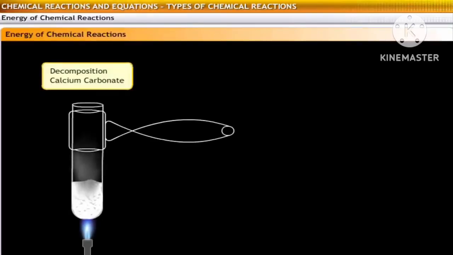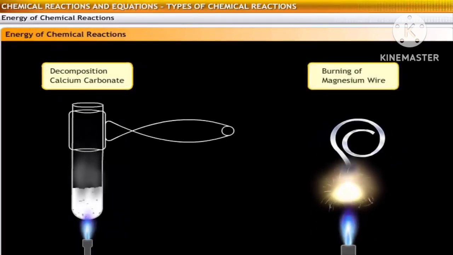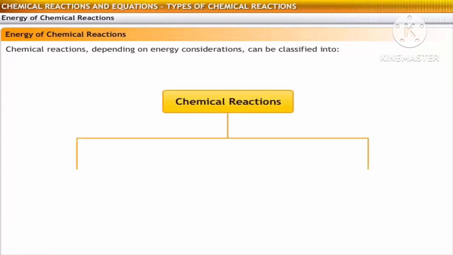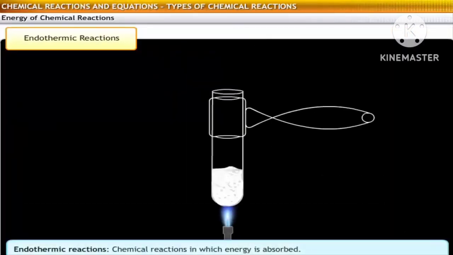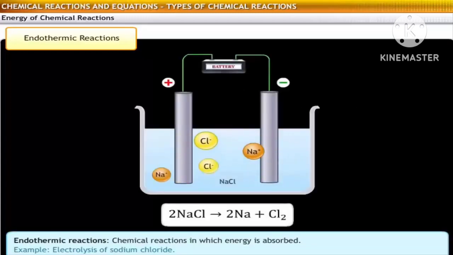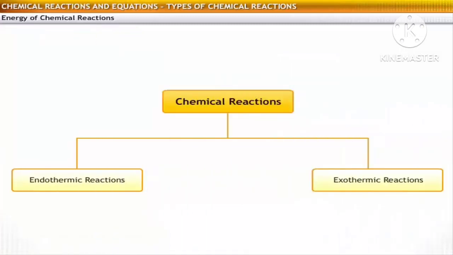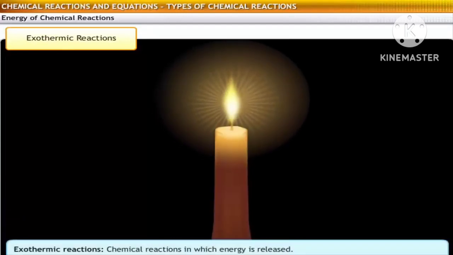All types of reactions result in either the release or the absorption of energy. Depending on energy considerations, chemical reactions can be classified into endothermic and exothermic. Endothermic reactions are those chemical reactions in which energy is absorbed. The energy absorbed is often in the form of heat energy or electrical energy. For example, sending electrical energy through a sodium chloride solution can cause it to break into its constituents, sodium and chlorine. On the other hand, exothermic reactions are the chemical reactions in which energy is released.